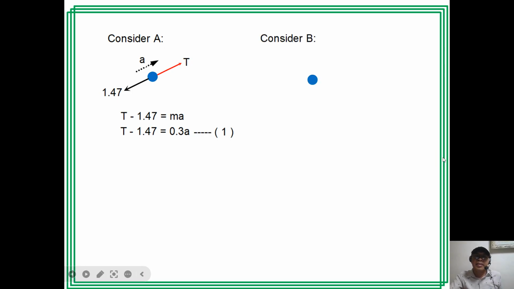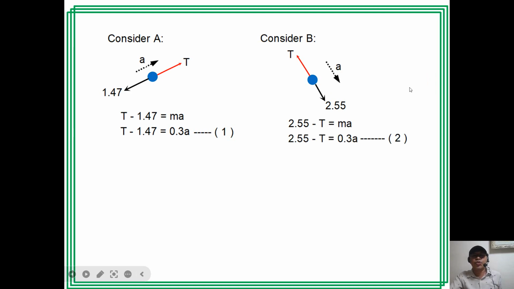Consider block B. We have the component 2.55 of the weight. Then we have the tension T, the same tension. No normal because no friction mentioned there. Then, this is accelerated downward. So, if we apply Newton's second law, 2.55 is greater than T, and the difference, 2.55 minus T, is the net force, and that is equal to mass times acceleration. Then mass is 0.3. I will call this equation 2.